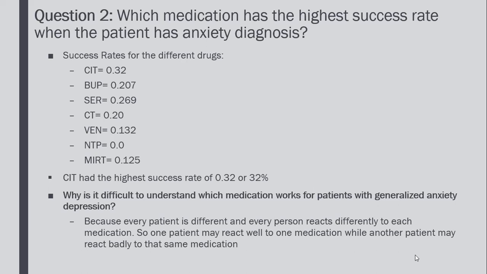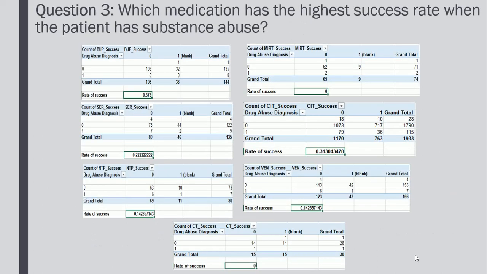Now the second part of question 2 asks, why is it difficult to understand which medication works for patients with generalized anxiety depression? This is because every patient is different and every person reacts differently to each medication. So while one patient may react well to one medication, another one may react very badly to that same medication.